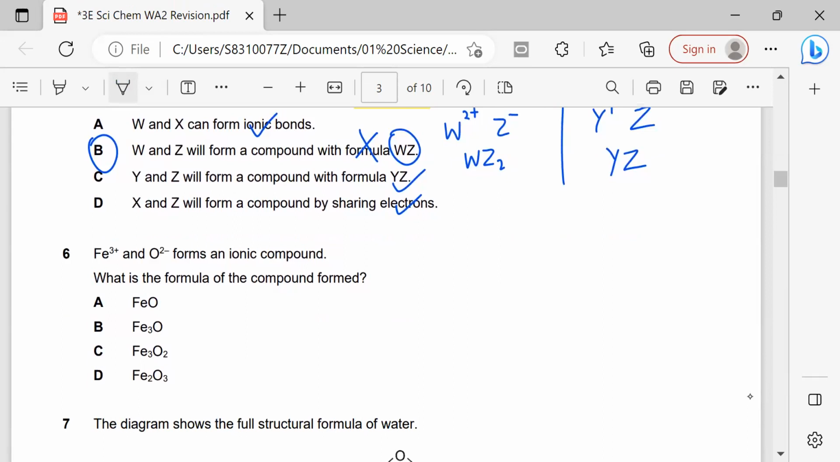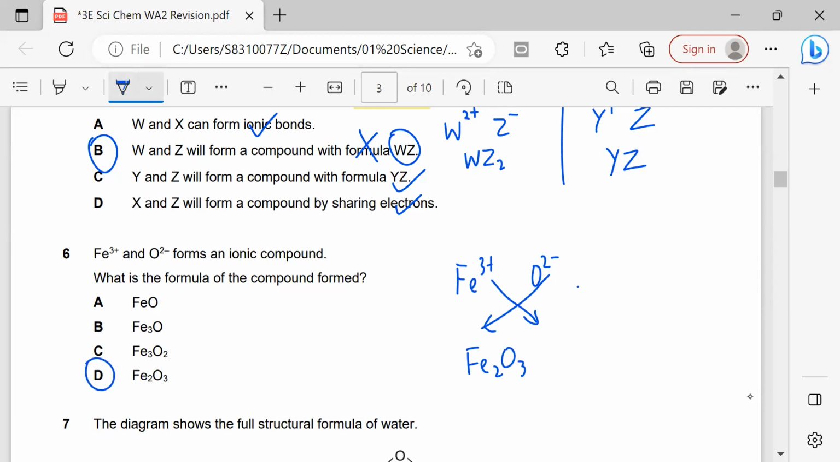Now you're given these two ions here, Fe3+ as well as O2-. And if you were to bring, using the method that was shared in class, bring the numbers down diagonally, you will get the formula Fe2O3, okay, which will be option D.